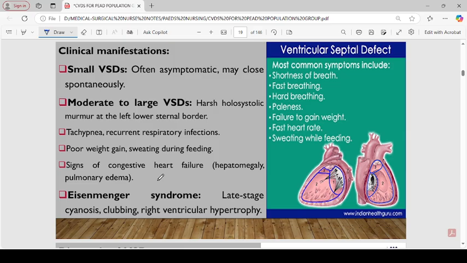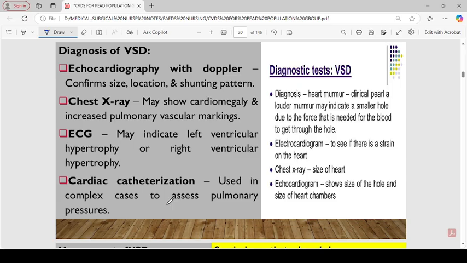cyanosis. Some of the clinical manifestations, the most common ones, include shortness of breath, fast breathing, hard breathing, paleness, failure to gain weight, fast heart rate, and sweating while feeding. Remember, at a late stage Eisenmenger syndrome might occur, and this could lead to cyanosis. Yet we've said that acyanotic conditions do not present with cyanosis, but in case we have this complication of Eisenmenger syndrome, it is going to result in cyanosis.